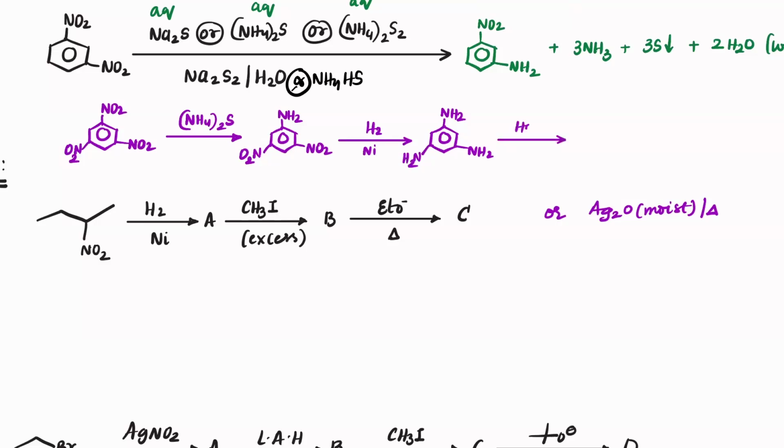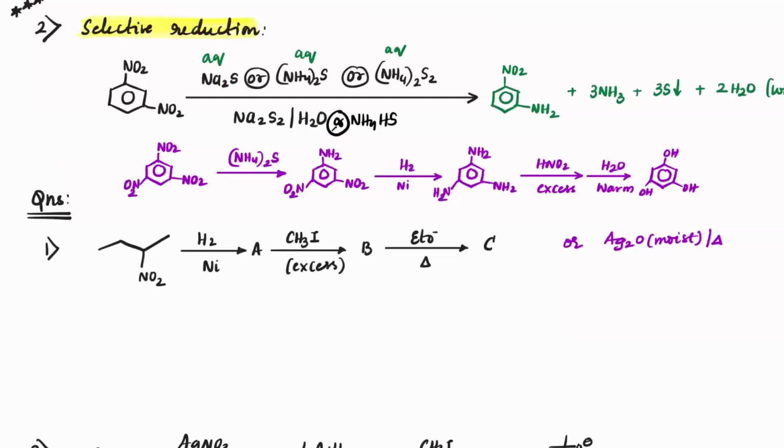HNO2 in excess? HNO2 gives a diazonium salt, correct? And that is followed by warm water, H2O warm, right? So that means it will convert everything into OH, OH, OH, and OH. This is what you'll get.